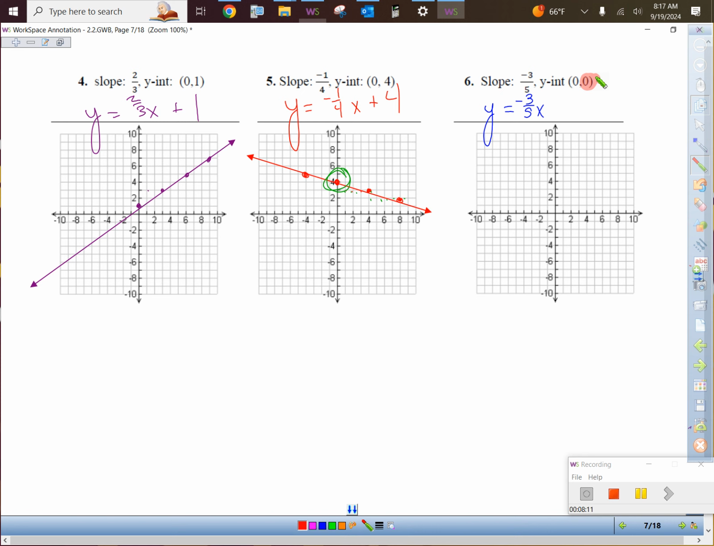So that means we start at 0 on the y-axis, right? Which is right there at the origin, starting at 0. And then we're going to run into another problem. To do 4 points, I'm going to go down 3 and to the right 5. And then I'm going to do it again. I'm going to go down 3 and to the right 5. And I'm out of room. I can no longer continue to go down 3 and to the right 5. So I have to go the other direction. I'm going to start back at the y-intercept. And instead of going down 3 and to the right 5, you could go up 3 and to the left 5.